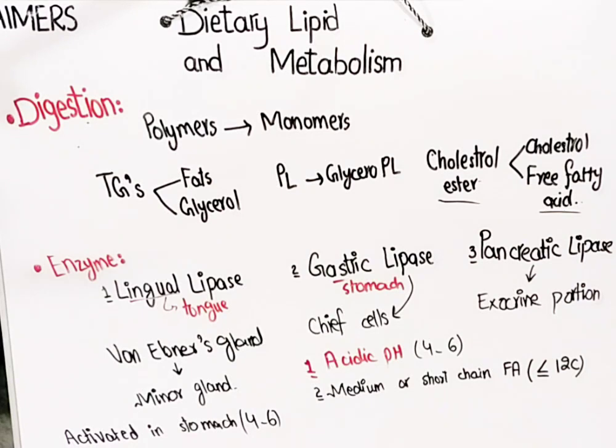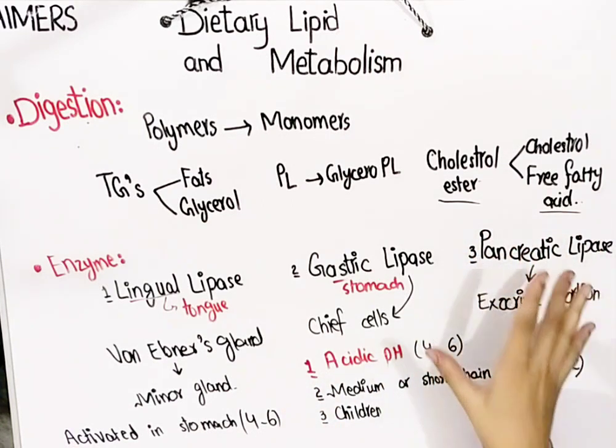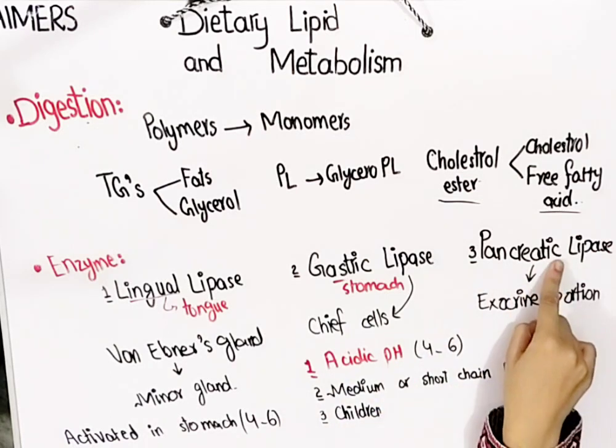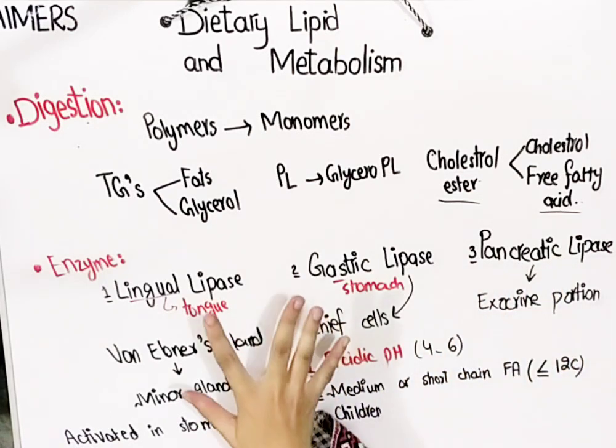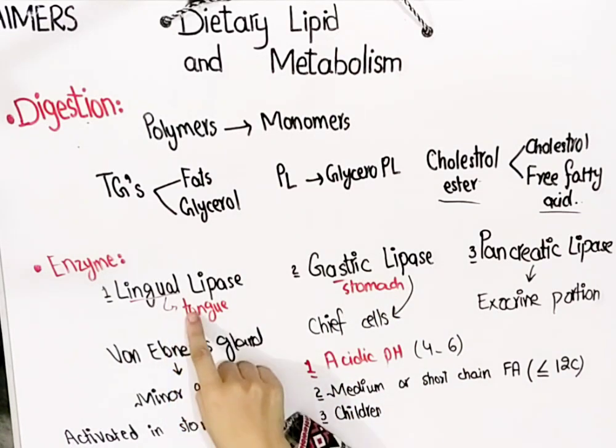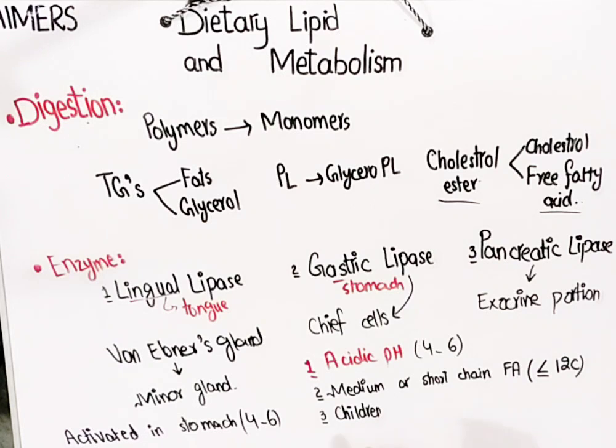Now, what is the third most important point? The third most important point is that they are more functional in children. Why are they more functional in children? Because do remember, children have a low quantity of pancreatic lipase. So the major function is performed by lingual lipase and gastric lipase. But in adults, the main enzyme for the breakdown of lipids is pancreatic lipase, while the minor enzymes are lingual lipase and gastric lipase. Do remember this point, that lingual lipase and gastric lipase are more functional in children because they have a low quantity of pancreatic lipase.